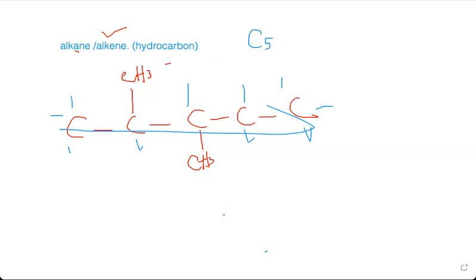You have to count the rest of the hydrogens other than the CH3 groups. So see how many hydrogens we have: 1, 2, 3, 4, 5, 6, 7, 8, 9, 10. H10. And other than this, we have one more thing: 2 CH3 groups. This is the molecular formula.